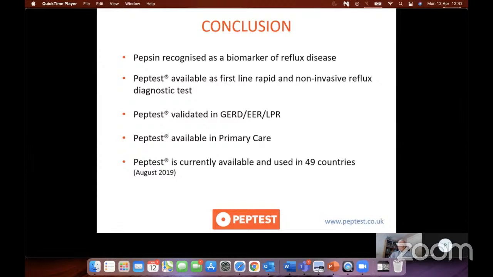PEP test has been validated in GERD, extraesophageal reflux and laryngopharyngeal reflux studies. PEP test is available not only in the clinical situation in hospitals, but also in primary care. And it's now being commercialized and is available in well over 50 countries now. Two of the leading countries using PEP test are in fact the USA and China.